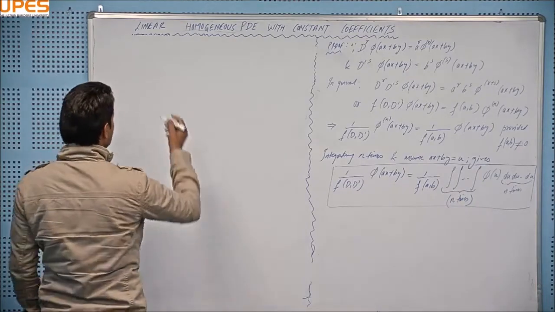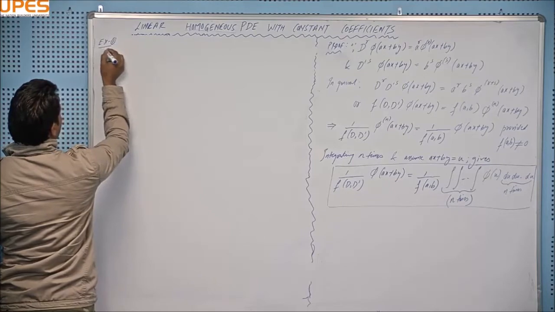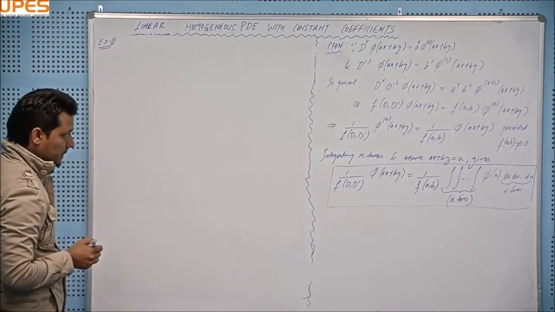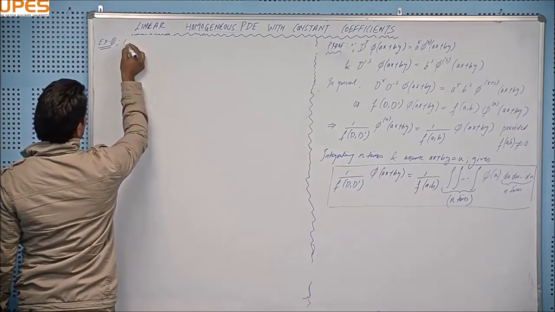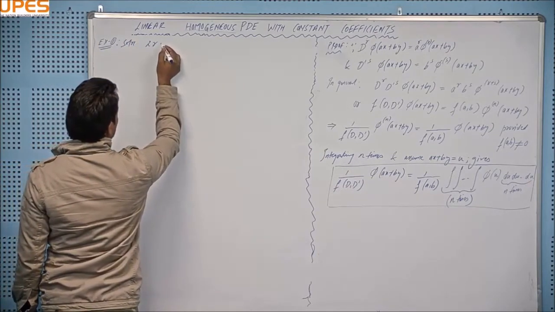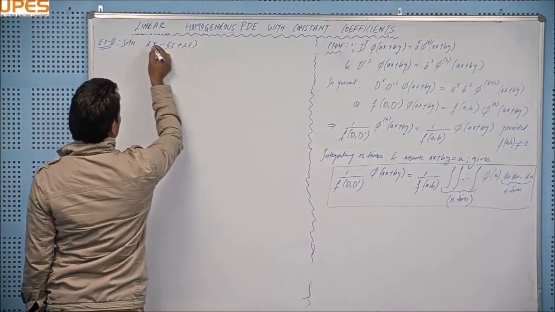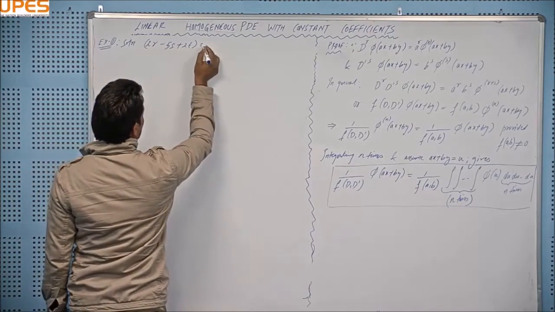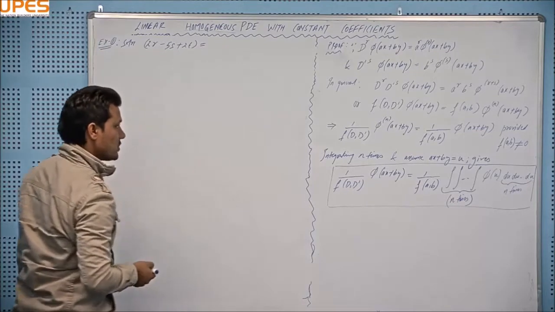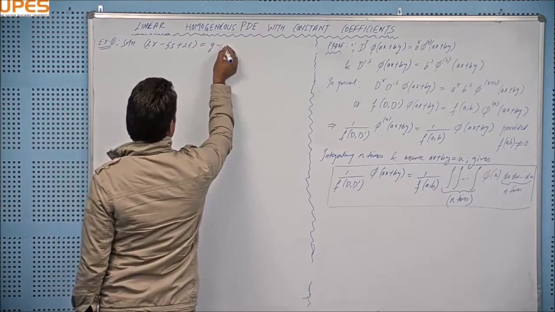Example number 1. Okay, solve 2r minus 5s plus 2t equal to some function of ax plus by. Let me take it y minus x.